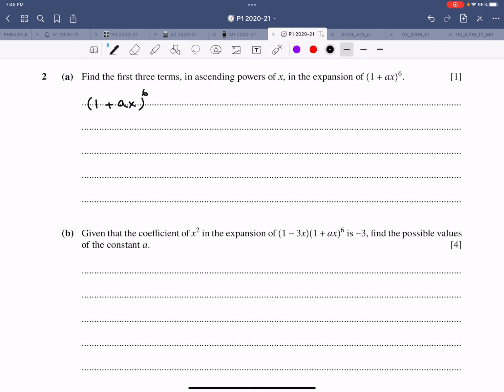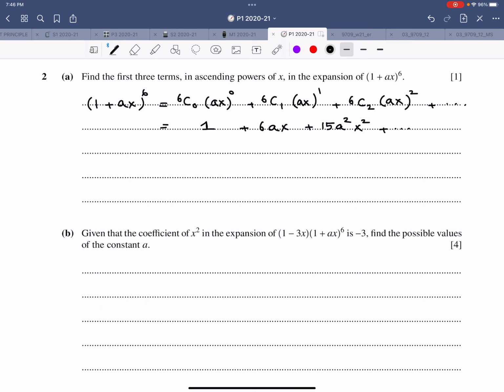Therefore, that is 6C0, (ax)^0, 6C1, (ax)^1, and then 6C2, (ax)^2, and so on. The first term is 1, and this is 6 into ax, and 6C2 is 15, and this is a squared x squared. That is the expansion of the first bracket, and that's the only bracket that we are expanding. And they are only asking us for the first 3 terms.